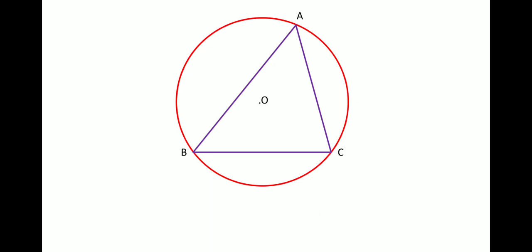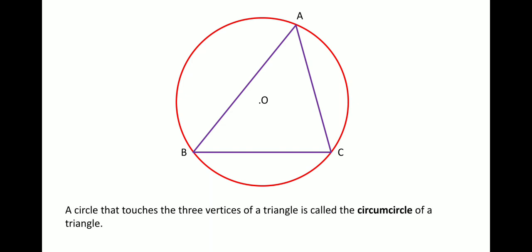So here let's say the point O represents the center of the circumcircle. So basically a circle that touches the three vertices of a triangle is called the circumcircle of a triangle. So let's learn how to draw a circumcircle of a triangle.